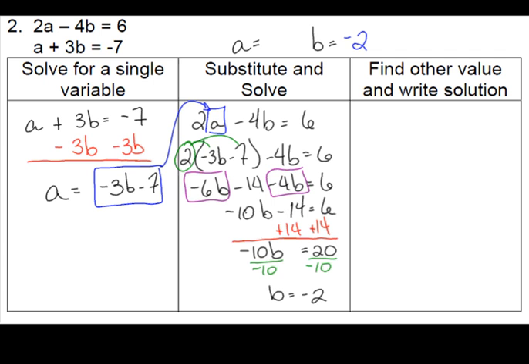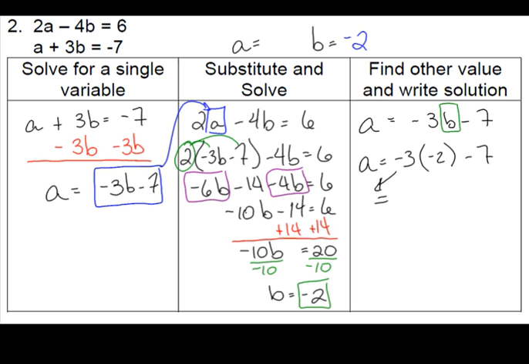b equals negative 2. To find my a, I'm going to go back and use the equation from the first column. a equals negative 3b minus 7. I'm going to replace the b with negative 2. So I have a is equal to negative 3 times negative 2, that's minus 7. Negative 3 times negative 2 is a positive 6. Take away 7. And 6 minus 7 is negative 1. So my a value is negative 1.